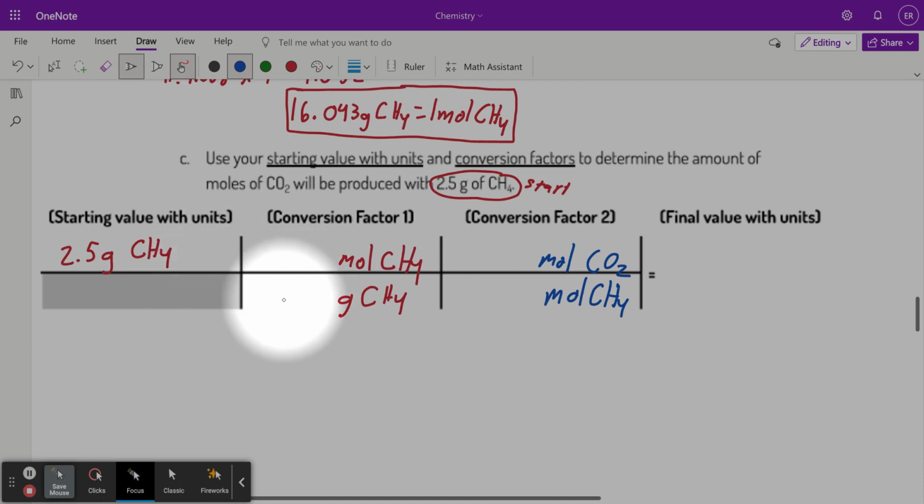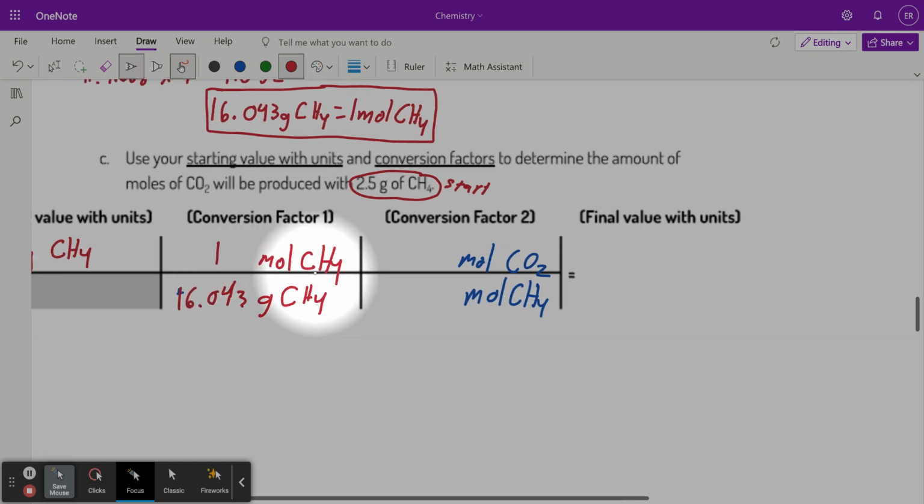So how many grams of CH4 according to our molar mass? It is 16.043 grams. So let me go ahead and change the color. 16.043. Okay, and then the other side of the molar mass is always 1 mole.